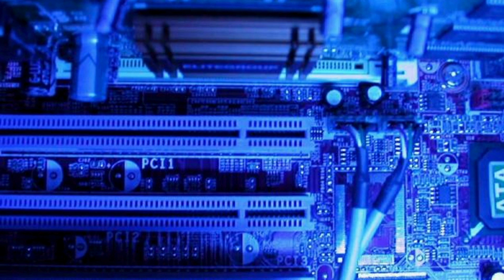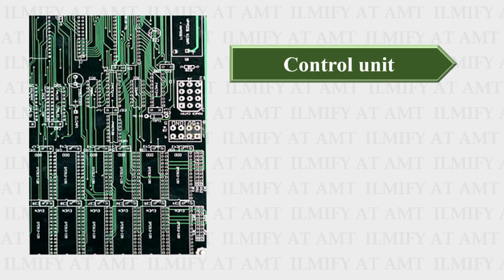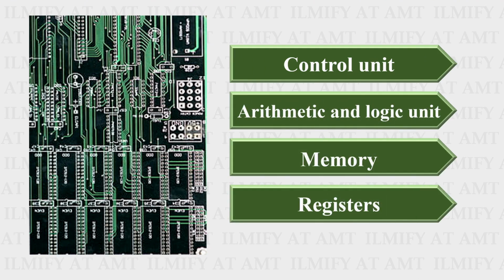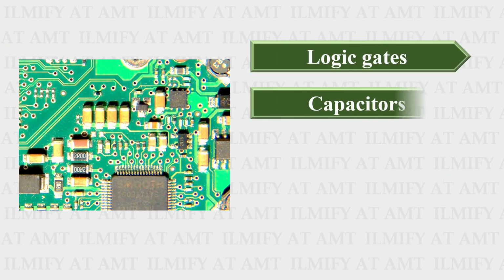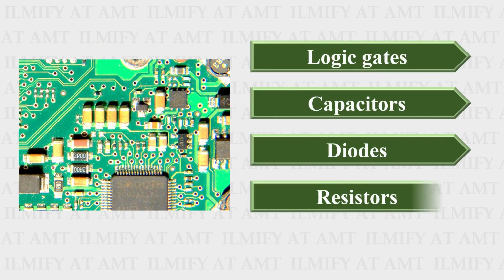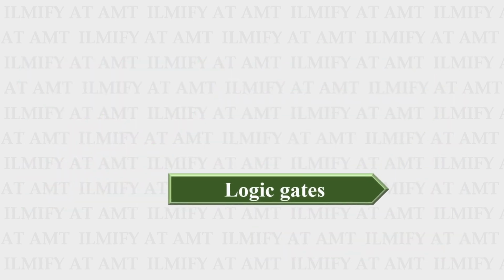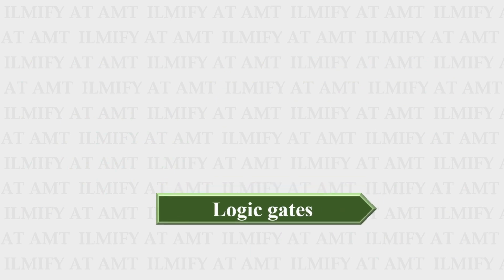These processors have multiple units in them, each running a specific function. They have a control unit, an arithmetic and logic unit, memory to store data, registers, and many more. These units also have circuits made with logic gates and electronic components like capacitors, diodes, resistors, and switches. We are going to focus on logic gates for now.